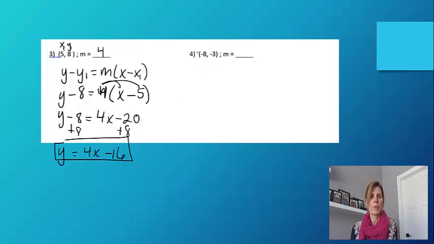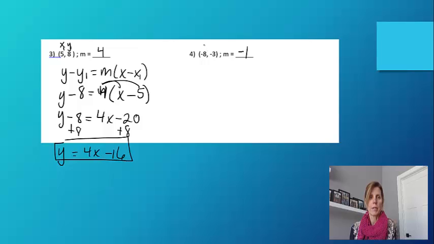All right, so now number 4, we are going to write an equation of the line that goes through the point negative 8, negative 3. And let's have it have a slope of negative 1. Okay, so what I would like you to do at this point in time is please pause the video and find the equation of the line and then come back and see how you did. Alrighty, welcome back.